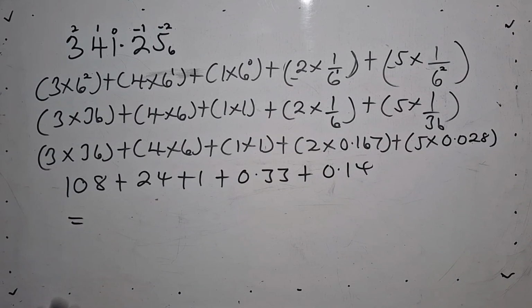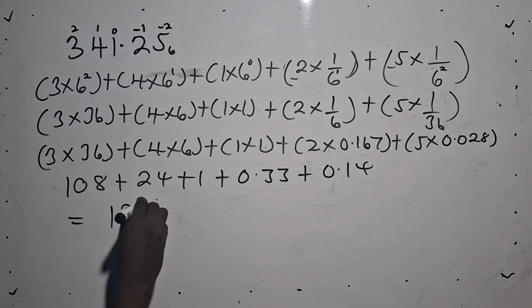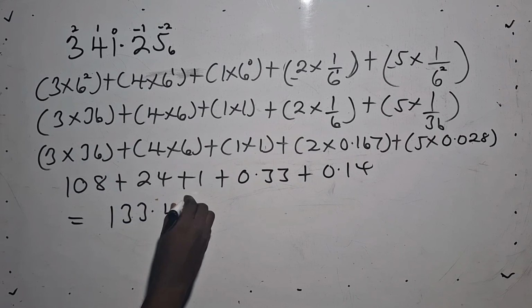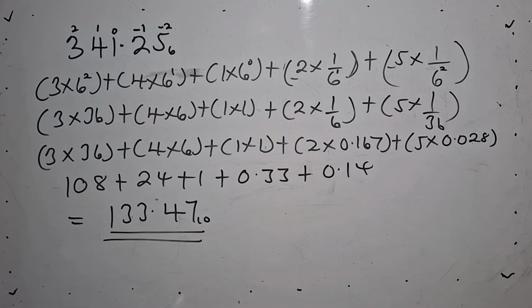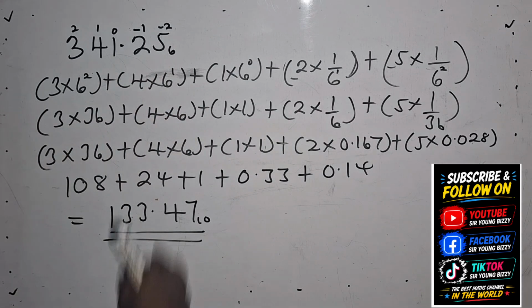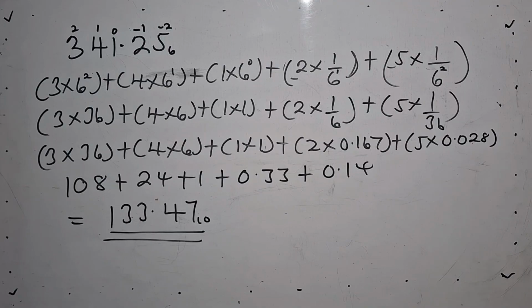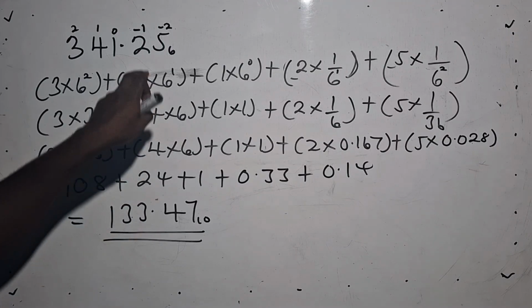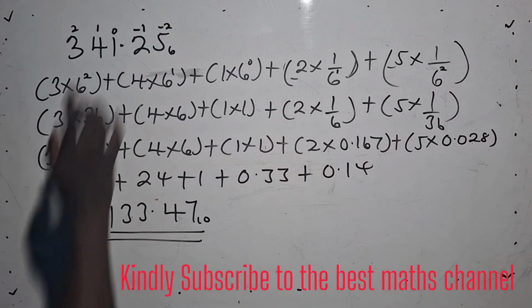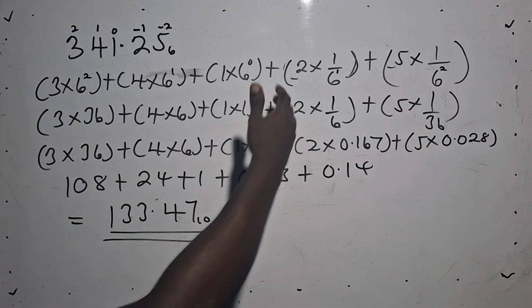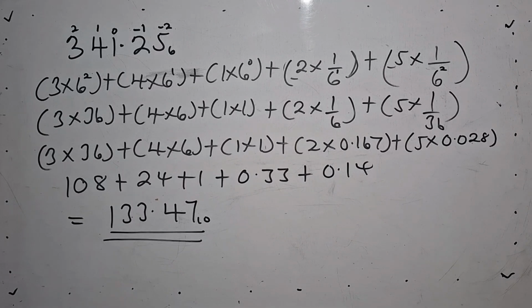So now when we add 108 plus 24 plus 1 plus 0.33 plus 0.14, we are going to get 133.47 base 10. So this is what we are going to get. The problem comes in when the number is at the back of the decimal. So you use the place value of decimal, understanding that this is 10th, this is 100th. Because it's in base 6, that's why this thing happened. So I've explained, and I hope and I believe everyone will understand.